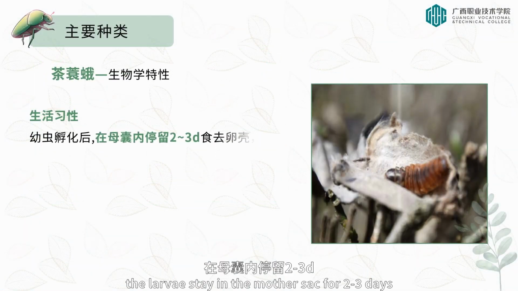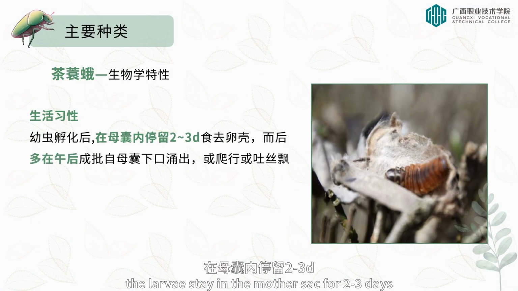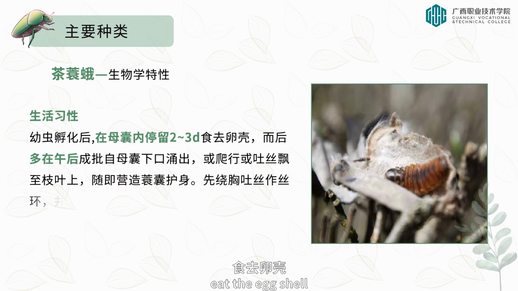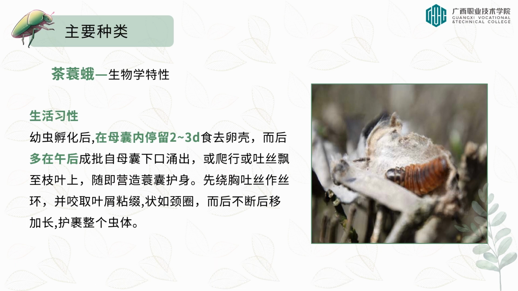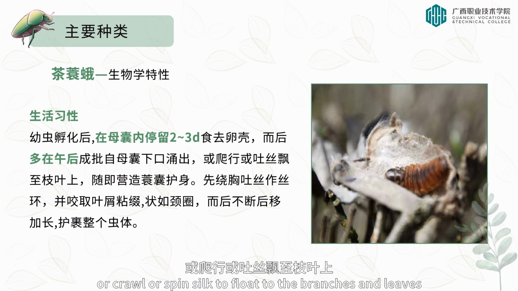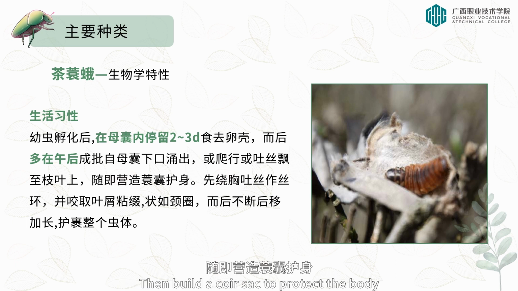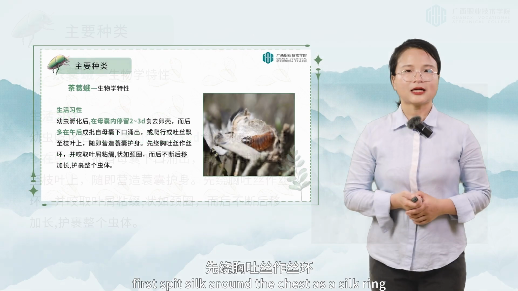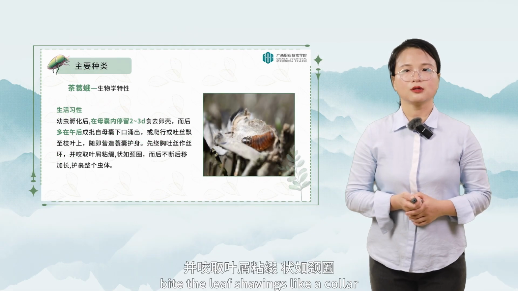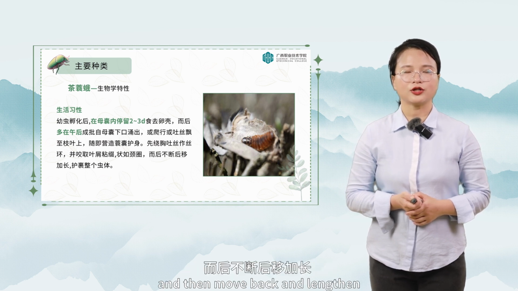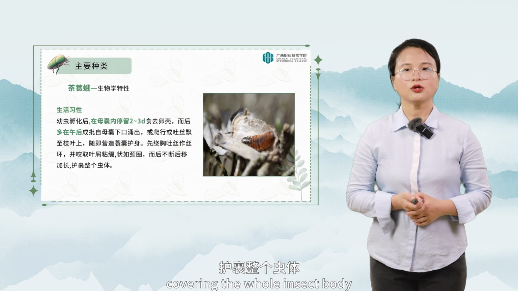After hatching, the larvae stay in the mother sac for 2 to 3 days, eat the eggshell, and then gush out from the mouth of the mother sac in batches in the afternoon, or crawl or spin silk to float to the branches and leaves, then build a coir sac to protect the body. First, spit silk around the chest as a silk ring, bite the leaf shavings like a collar, and then move back and lengthen, covering the whole insect body.